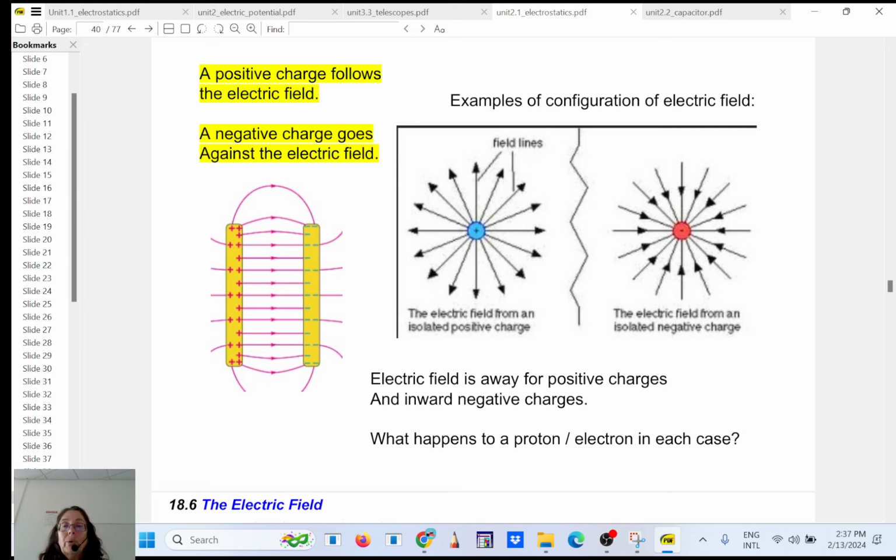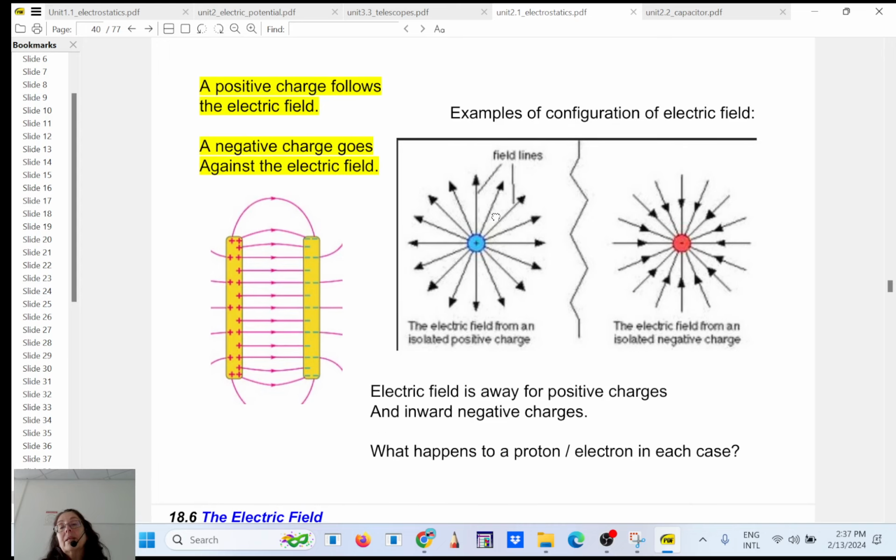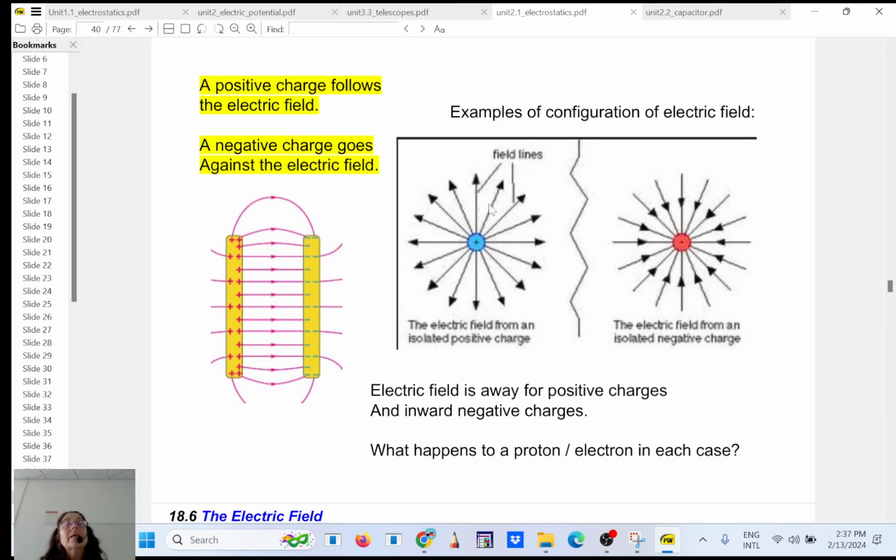Okay, so a proton or positive charge wants to ride with the electric field, a negative charge wants to ride against the electric field. Is that clear? So if you put a proton here, is it going to move? Yes, because it will be acted upon by a force. If there is a force, in that case, it will be a constant force, then you do have an acceleration. And you do have potential energy.